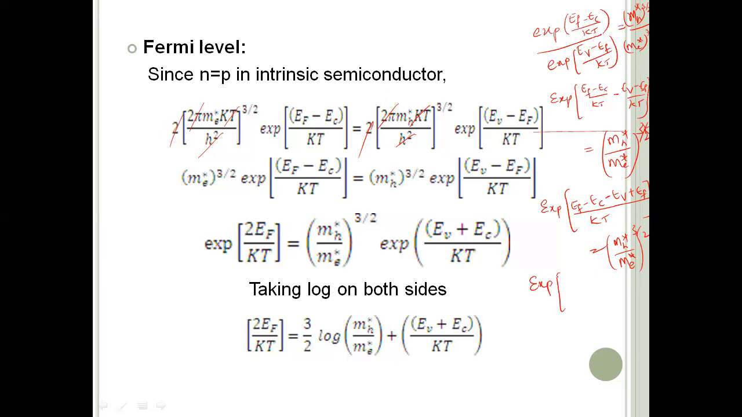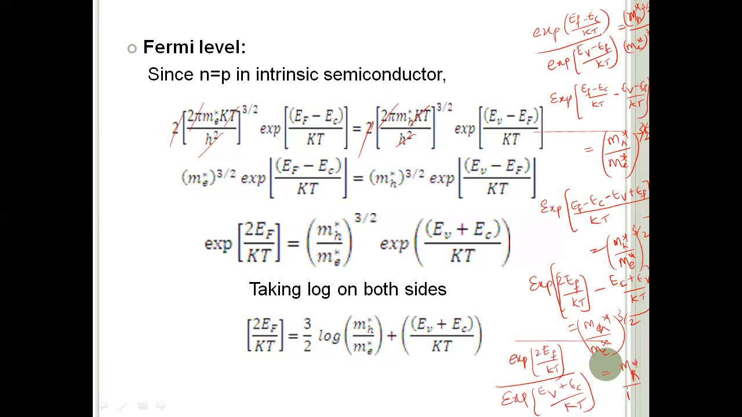So again, exponential of (2EF by kT minus (EC plus EV) by kT) is equal to (mh star by me star) power 3 by 2. This is like exponential a minus b, so you can write it as exponential a by exponential b. This changes to exponential 2EF by kT divided by exponential (EV plus EC) by kT, equal to (mh star by me star) power 3 by 2. Now if you take this denominator to the other side, exponential 2EF by kT is equal to (mh star by me star) power 3 by 2 exponential (EV plus EC) by kT.